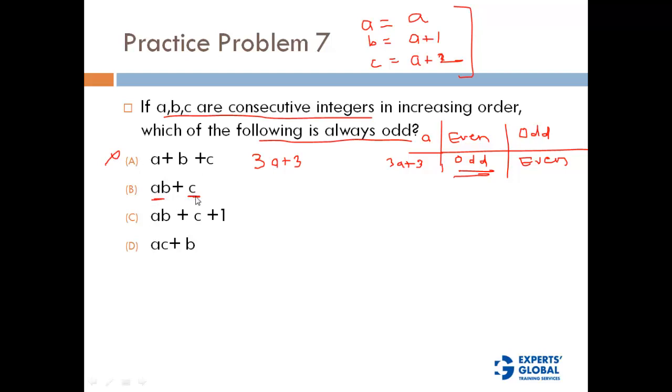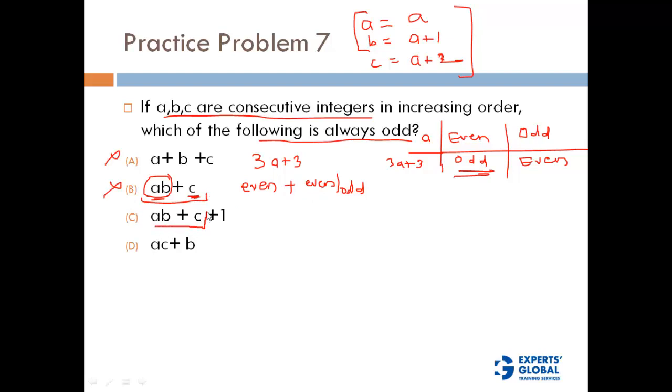AB plus C, let's look at it. See, you'll understand that A and B are consecutive integers, right? So that means at least one is going to be odd and one is going to be even. Which one is which, we don't know. But A and B as a product is always going to be even, correct? Because there is one even number. And we have plus C. So C can be even or odd. So the entire expression can be both even and odd. So we can't really say anything.